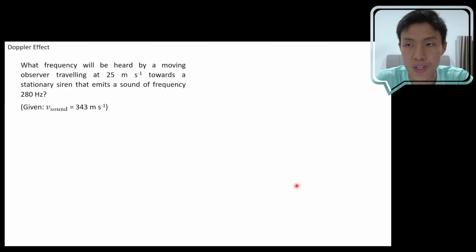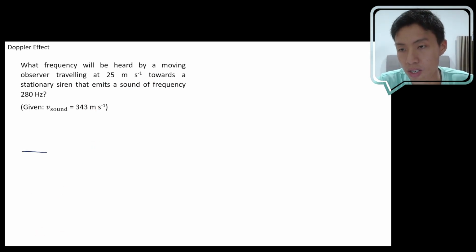Let's try to solve this question here. What frequency will be heard by a moving observer traveling at 25 meters per second towards a stationary siren that emits a sound of frequency 280 Hz? Before I try to tackle the question, let's try to understand the situation first, as usual.